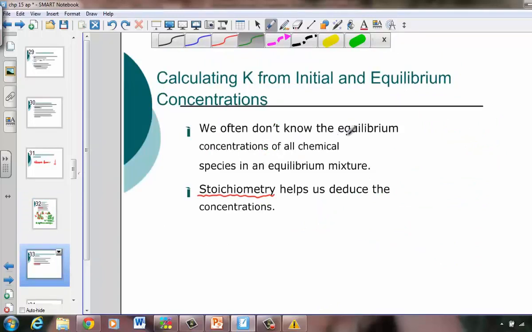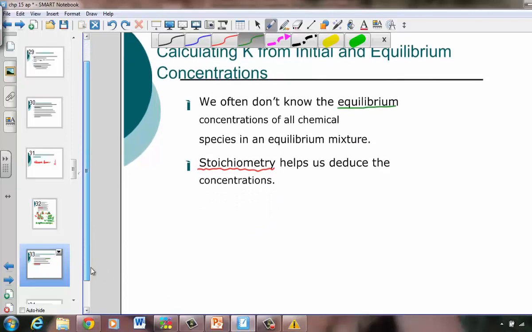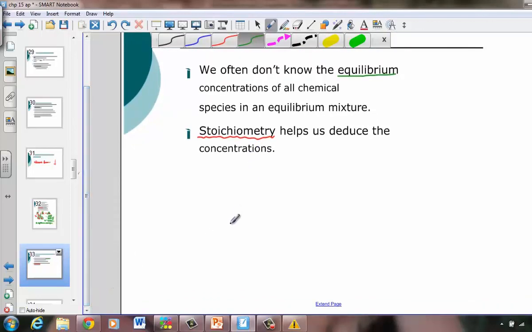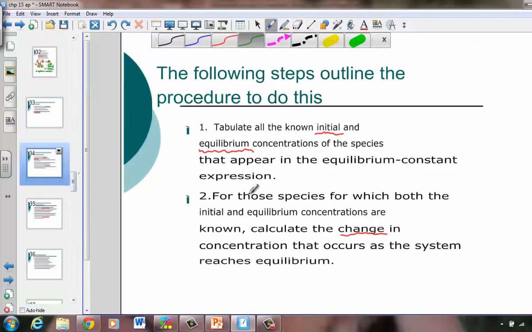So oftentimes the equilibrium concentrations of all chemical species are not known, but we can deduce those given some vital information. The first is that stoichiometry helps us deduce the concentrations. Stoichiometry are the powers with which we'll end up raising our values. So stoichiometry helps us deduce the concentrations at equilibrium. We're going to tabulate, and keep in mind I'm kind of giving us a prelude into this lesson called an ICE chart. We need the initial, the change, and the values at equilibrium.